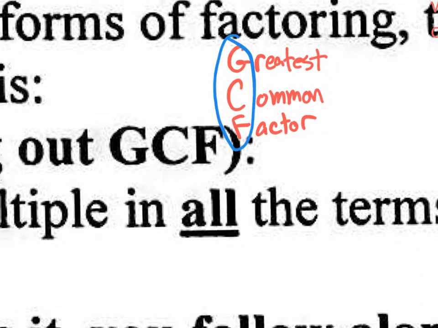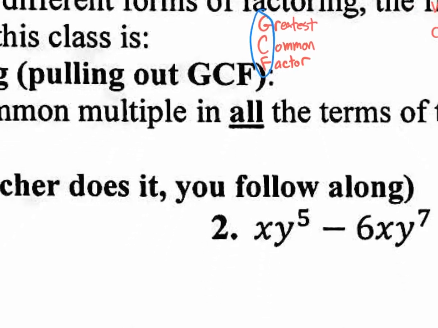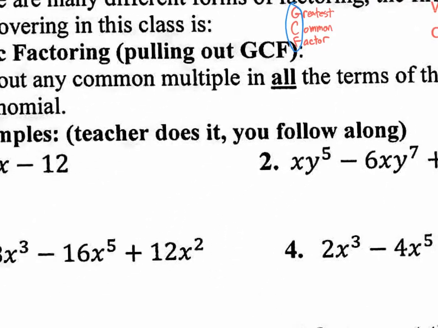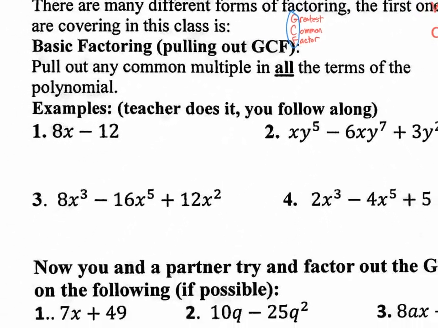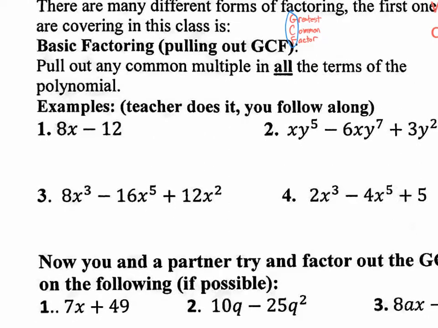Okay, so what we want to do is look at a polynomial, and it says right here, we want to pull out any common multiple in all of the terms of the polynomial. Okay, I underlined and bolded the word all, because you have to be able to pull it out of every single term of the polynomial in order for you to factor out the GCF. So here are 4 examples. I'm going to do it. I want you guys to follow along.